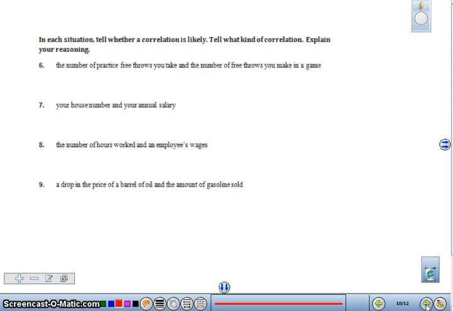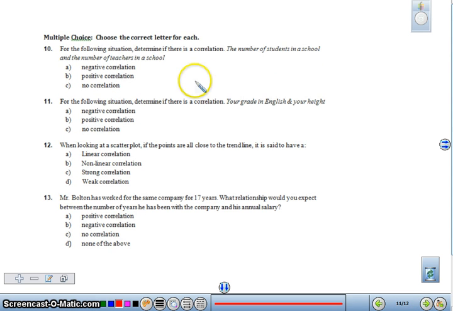On the back page, you are going to be looking at answering questions 6, 7, and 8. Tell whether the correlation is likely, the kind of correlation, and then explain why you picked that. So you got to kind of give a reason for that. The last part of it is to just circle your answer.